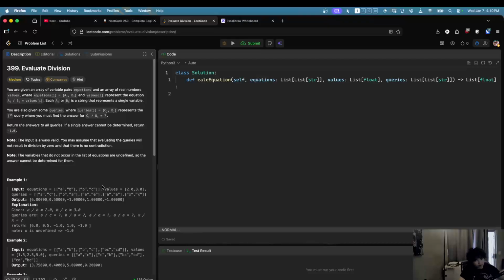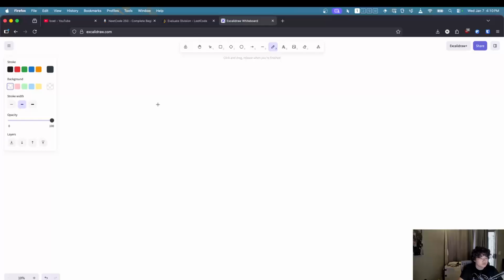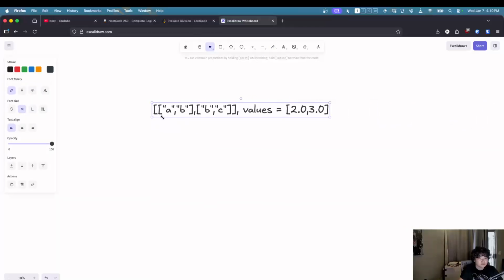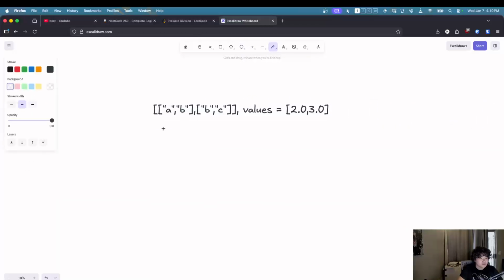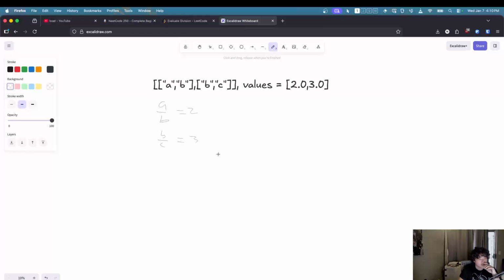Okay, so I think the relationship here is like this. So we have A and B. A, B represents A divided by B, and then B and C represents B divided by C equals 3. So let me write this out. So we have this here, right? This is basically representing A divided by B equals 2. B divided by C equals 3.